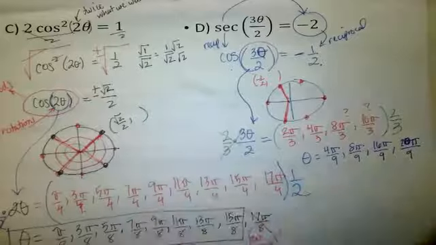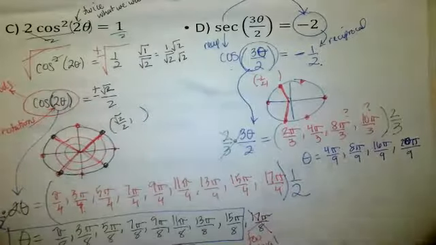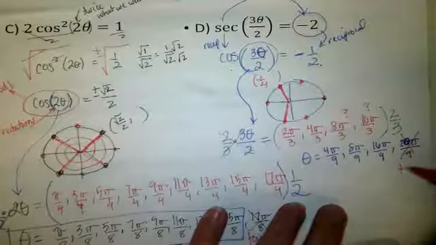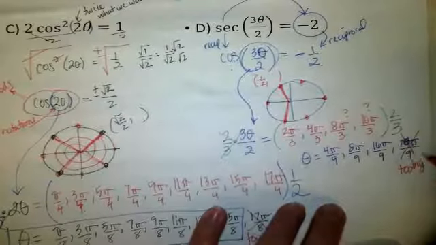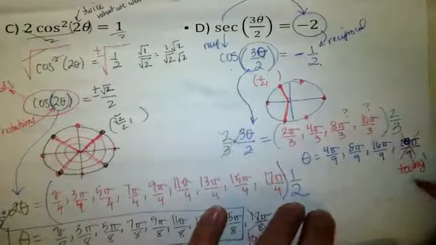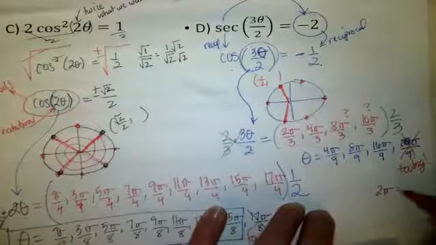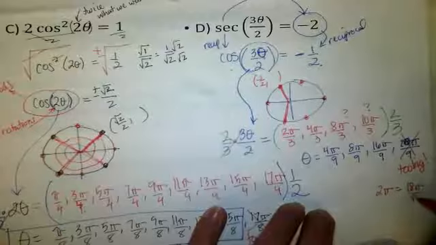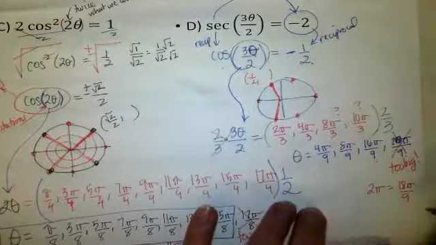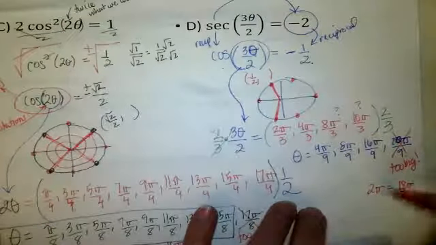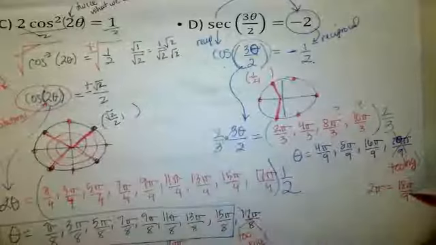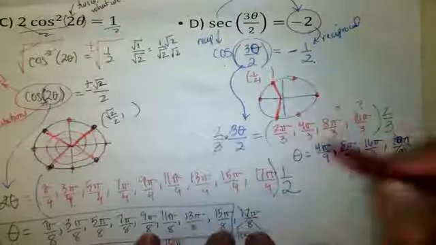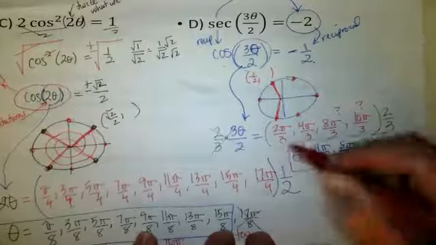Which one's too big? 20 pi over 9 is too big. Why? 2 pi is equivalent to what over 9? 18 pi over 9. Times by 9, top and bottom, you get 18 pi over 9. So 16 is fine, but 20 is too big. So these are great answers.